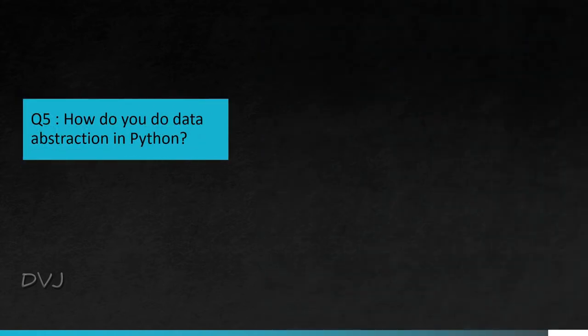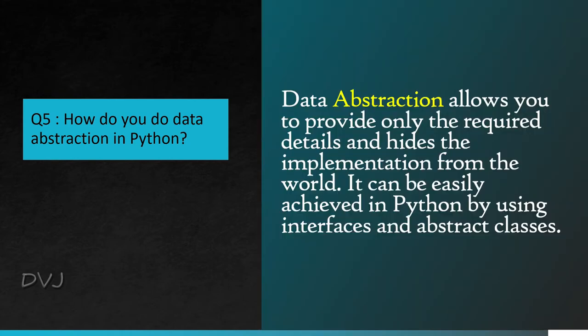Question number 5. How do you do data abstraction in Python? Data abstraction allows you to provide only the required details and hides the implementation from the world. It can be easily achieved in Python by using interfaces and abstract classes.